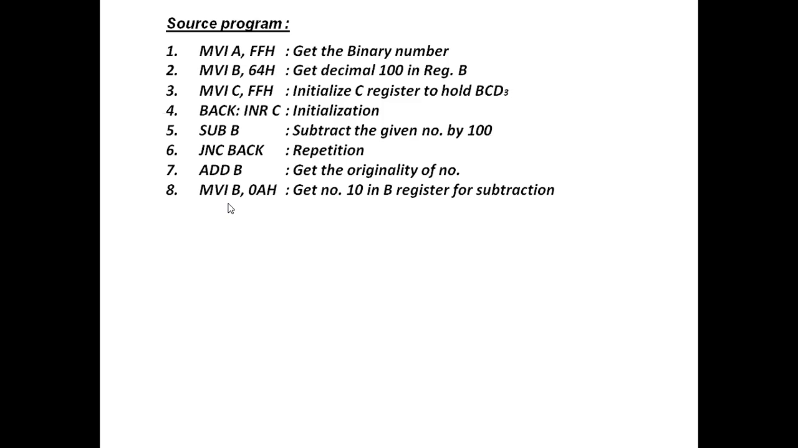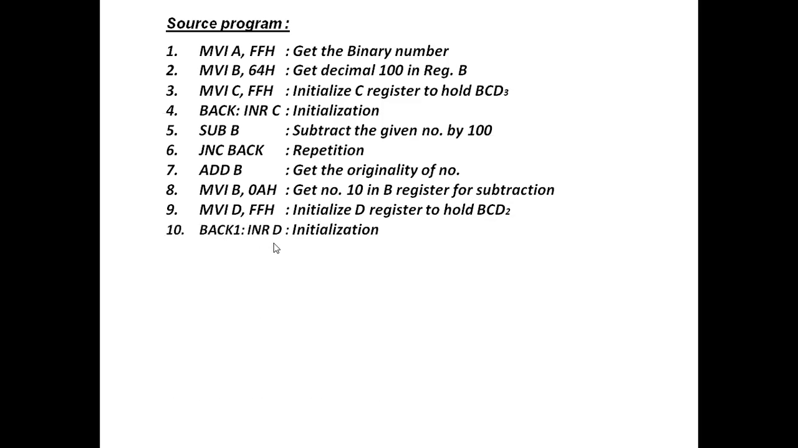Now, the 55 has to be subtracted from 10. So we are using the B register to store decimal 10. And then we are in requirement of a certain counter which will be storing the result of BCD2. For that, as we have initialized the C register for counting of BCD3, we have initialized the D register for counting of BCD2 by FF. And then we increment it by 1. Whenever it is incremented by 1, the D content will become 0. And then we start subtraction.